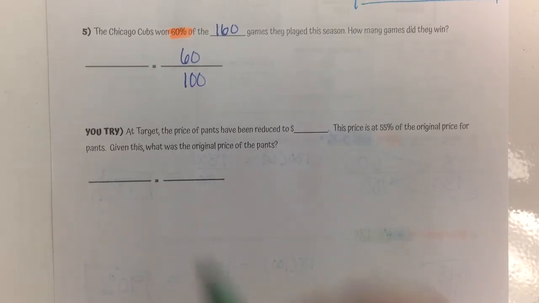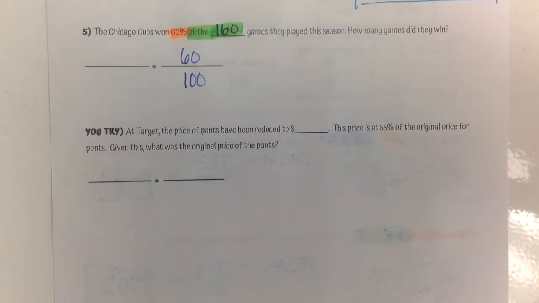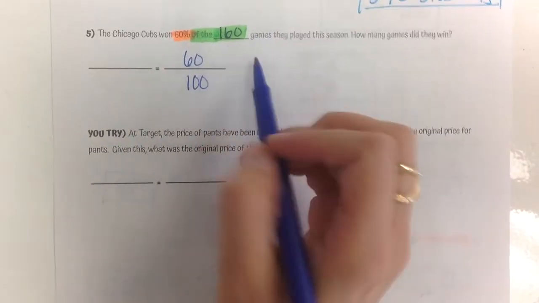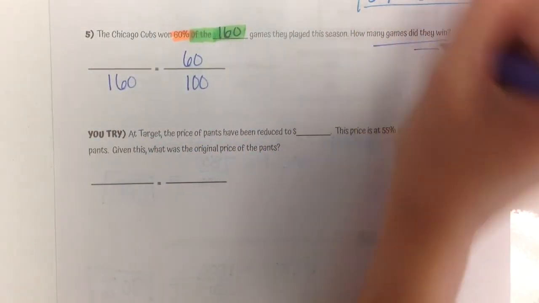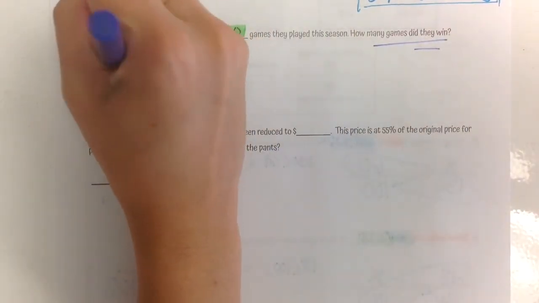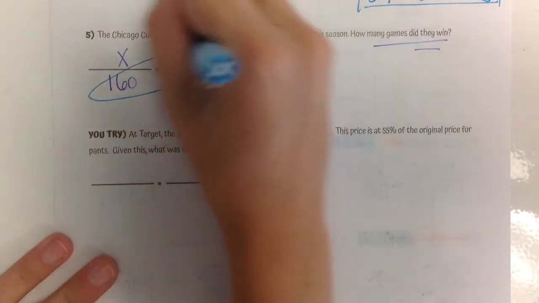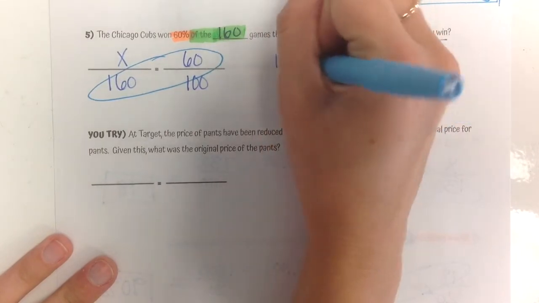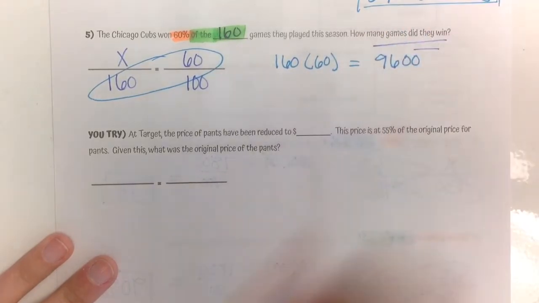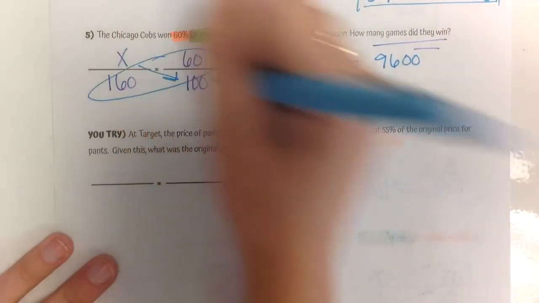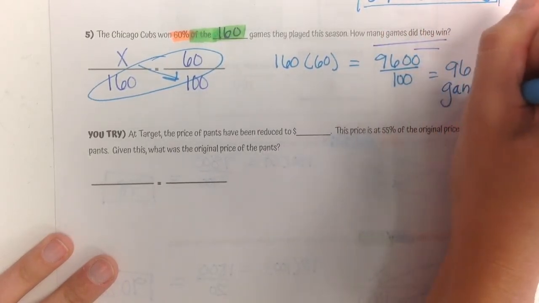And then the other number that's given is 160, and I'm looking around and it says "of the 160 games." Well, if you think about it, the 160 is talking about the total amount, the whole value. We want to know how many did they win. Well, they didn't win every single game, they only won part of the games, so that is what we are solving for there. Then we've got our proportion. Multiply those two numbers, 160 times 60. Get 9,600. Divide by the number opposite the variable, and we get 96 games.